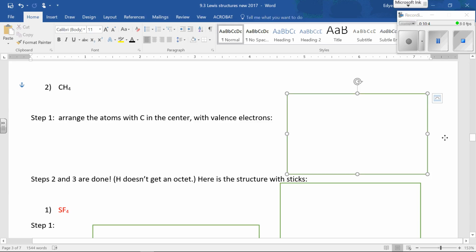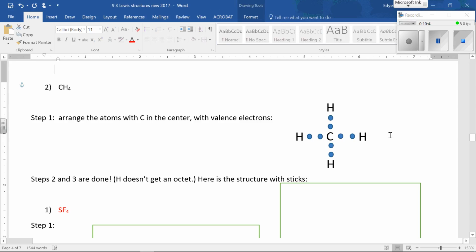First we arrange the atoms. Carbon in the center. Carbon has 4 valence electrons, so here's carbon's 4 valence electrons. Hydrogen has 1 valence electron, so I put the 1 electron touching each hydrogen.